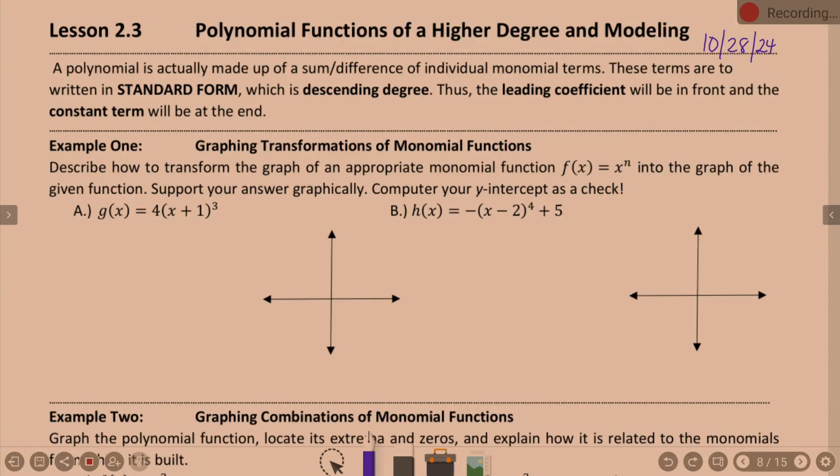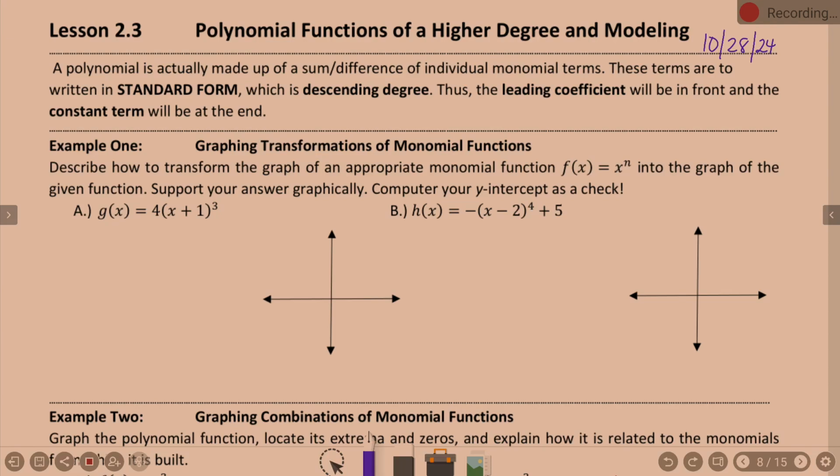Lesson 2.3 is polynomial functions of a higher degree. So in other words, we're talking not just your standard parabolas. We're talking powers 3 and 4 today, I believe. Okay. And looking at various pieces about these. So we have a lot of different things we're looking at throughout this lesson.